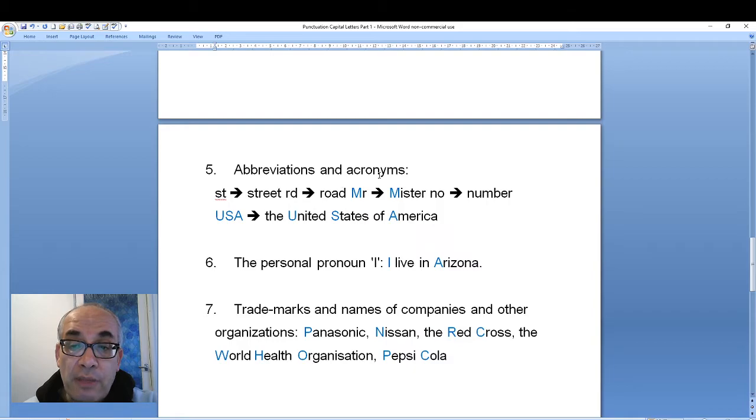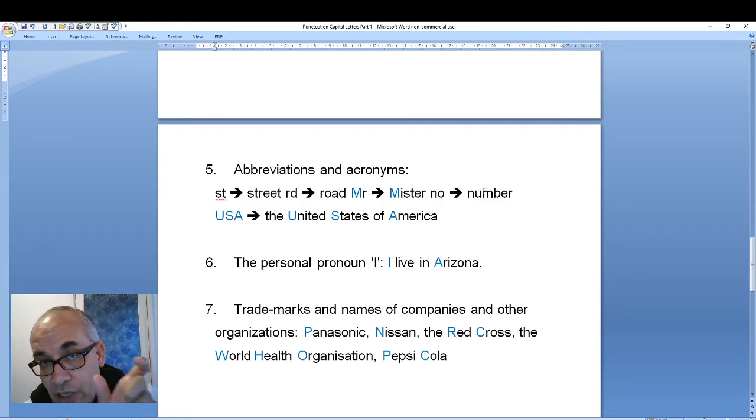Abbreviations and acronyms. So St. is an abbreviation for street. Rd. is an abbreviation for road. Mr. is an abbreviation for Mister, M-I-S-T-E-R. No. is an abbreviation for number. So with an abbreviation, there is a long word and then you make it short.